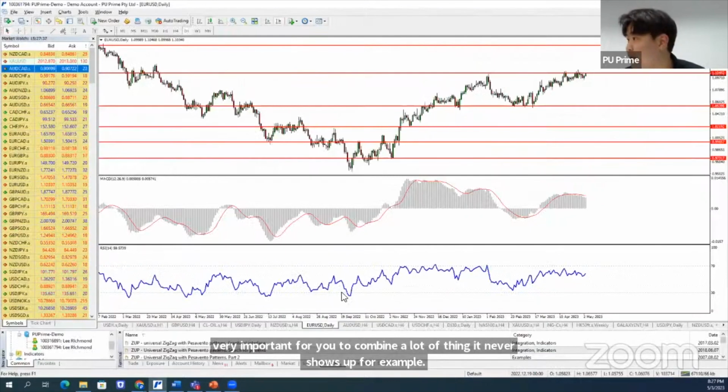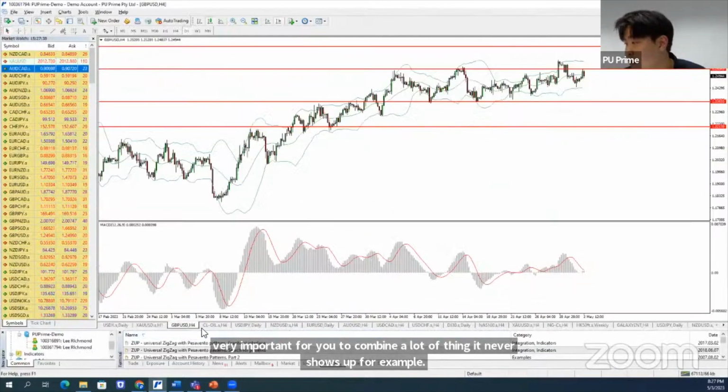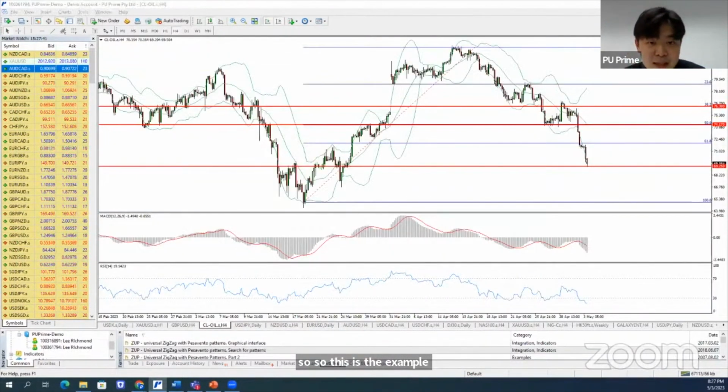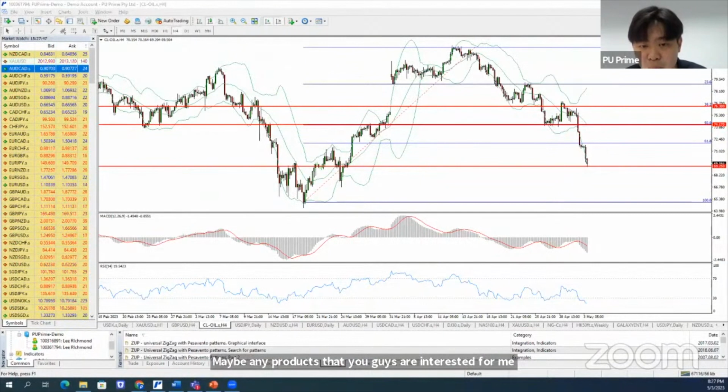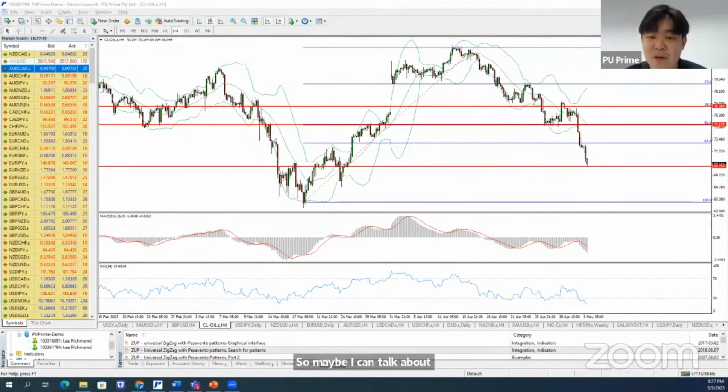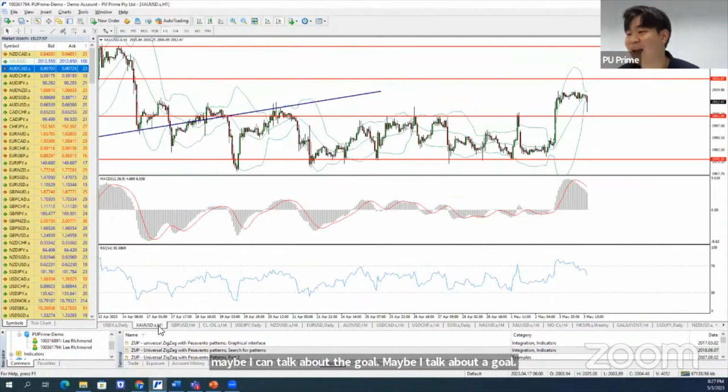So this is the example. Maybe any products that you guys are interested for me to look at. I saw somebody ask me about gold. So maybe I can talk about the gold. How can we identify the RSI for gold?